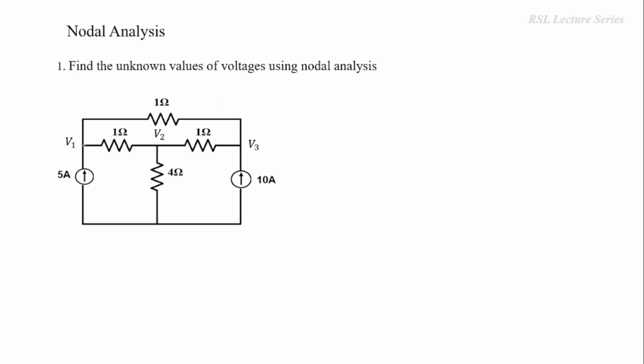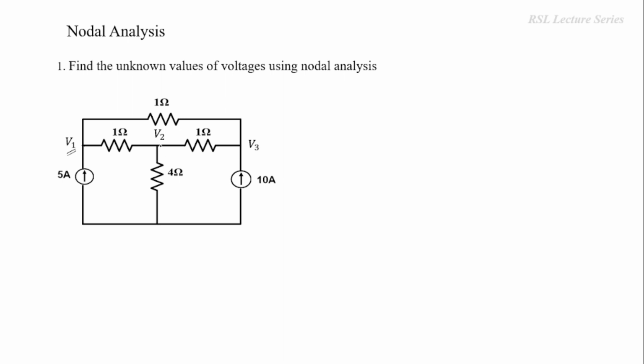In general, a node is nothing but the meeting point of various elements. Here, three elements are meeting together: one is a 5 ampere source, another is a 1 ohm resistor, and the third is a 1 ohm resistor. These three are meeting at a particular junction, so this is defined as a node. For this node, we have to assume a voltage, so we are assuming the voltage as V1.